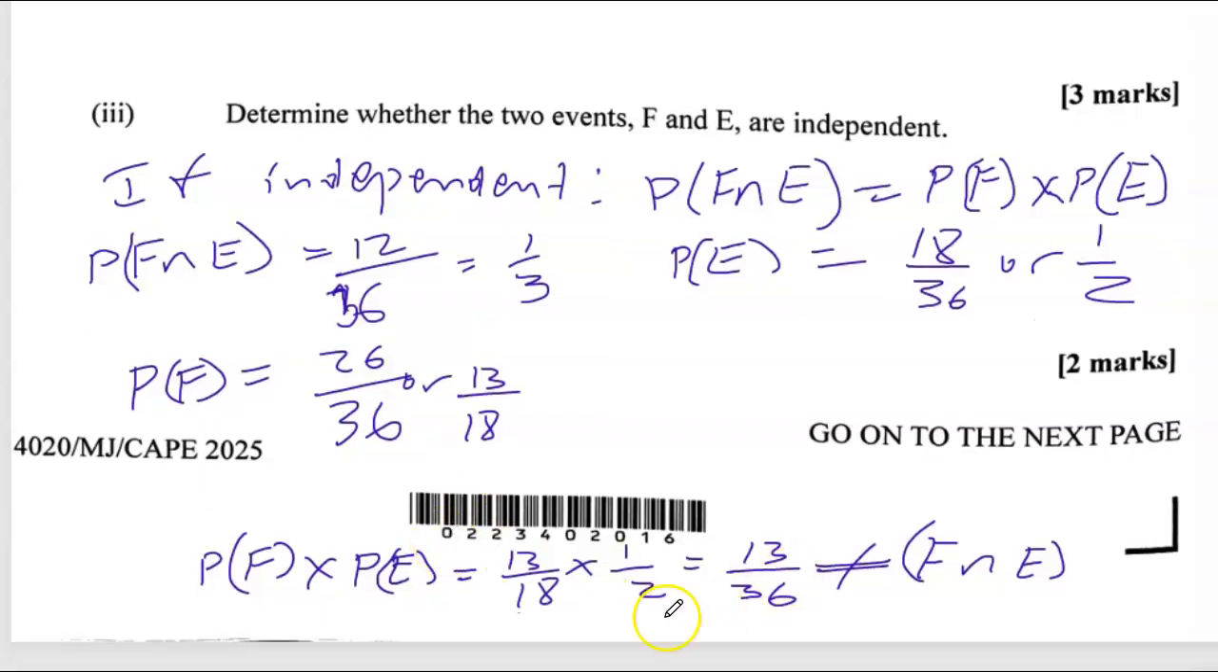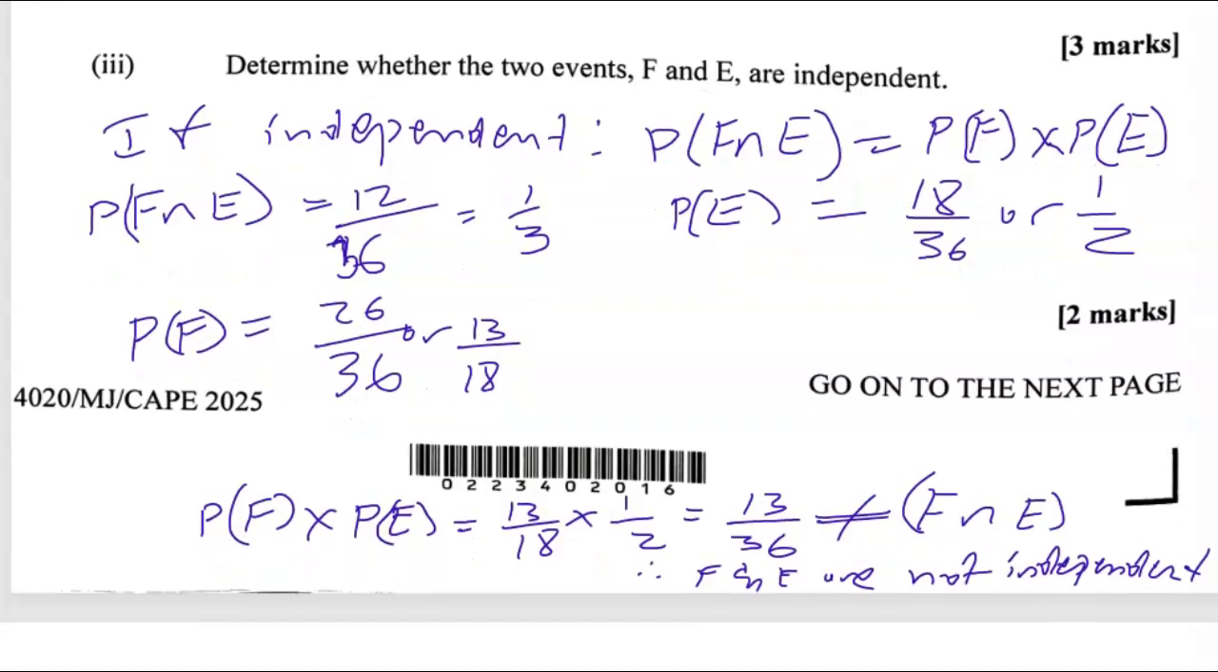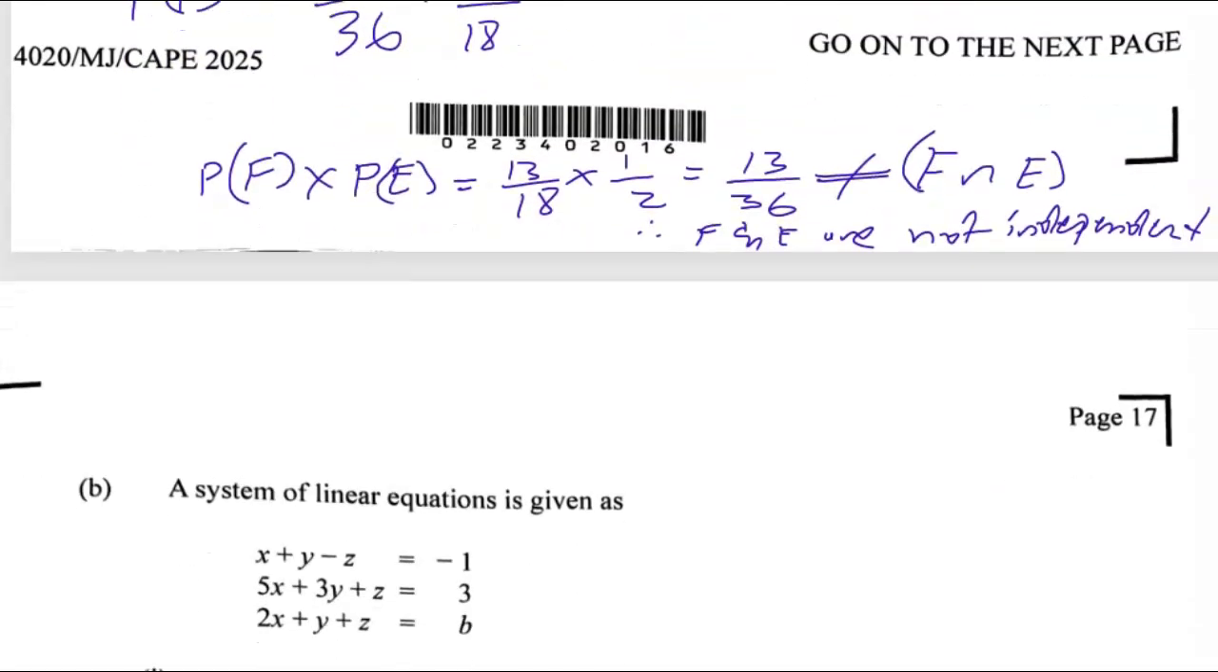Alright, so therefore, F and E are not independent. So that's our solution there. Let's move to part B.